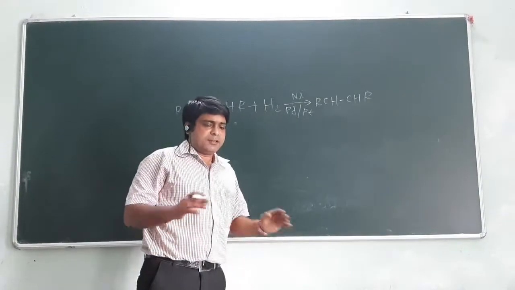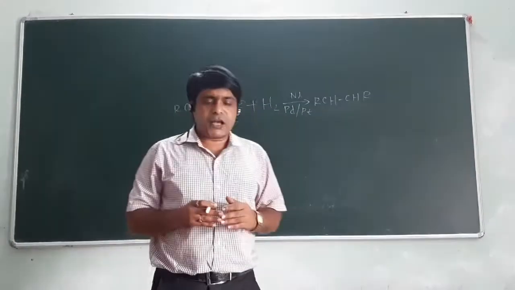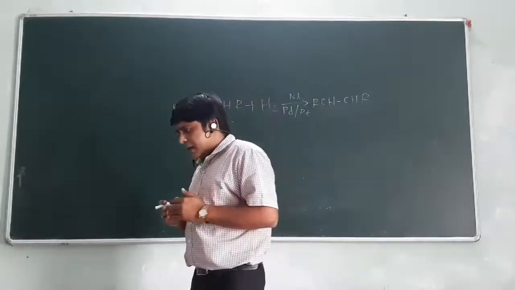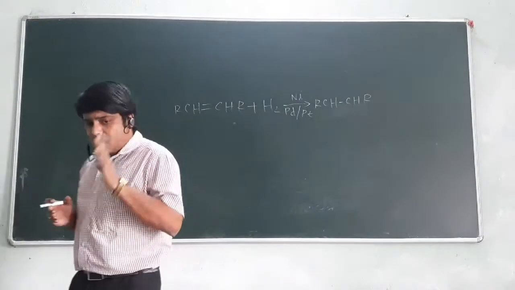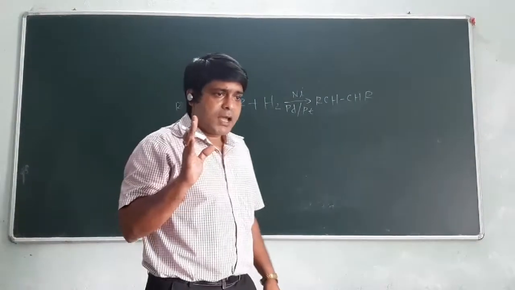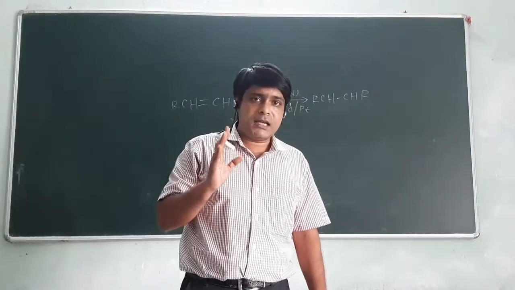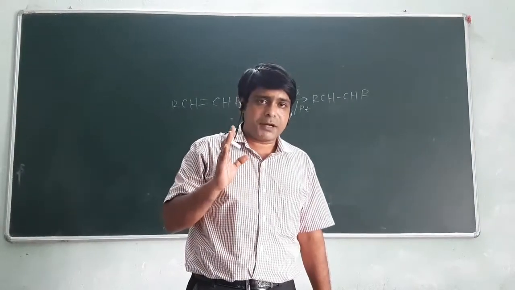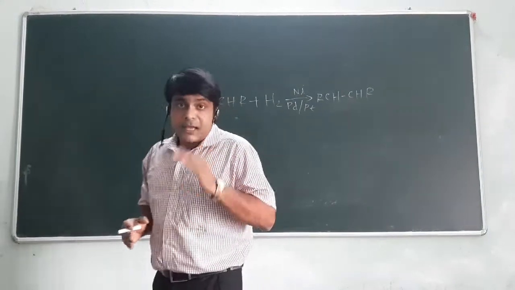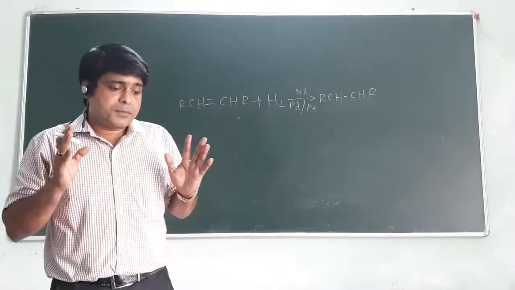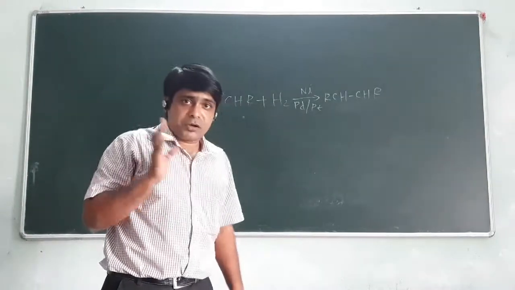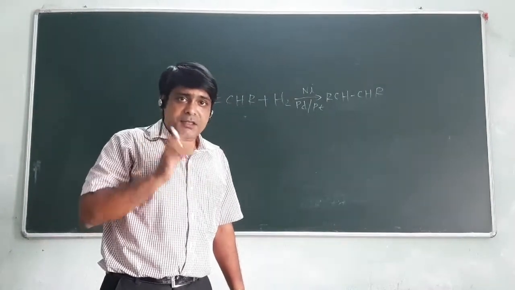Next is the reduction of any kind of alkyl halide. By reduction of the alkyl halide, there are basically two methods: one is the indirect method and another is the direct method. At first, I am describing the indirect method of reduction of alkyl halide. Listen carefully, because from this part you can get a short note or an MCQ also.